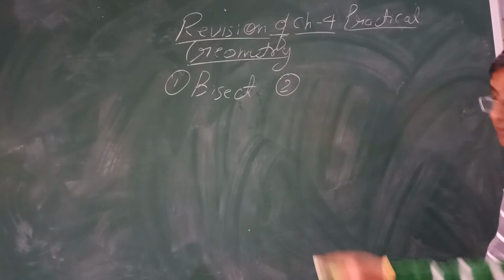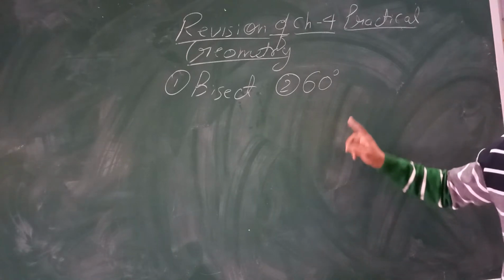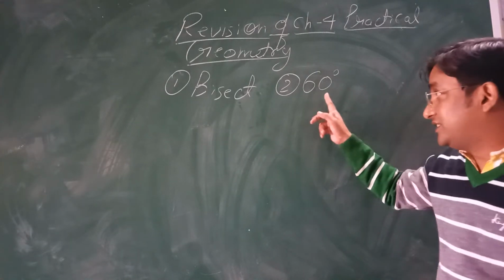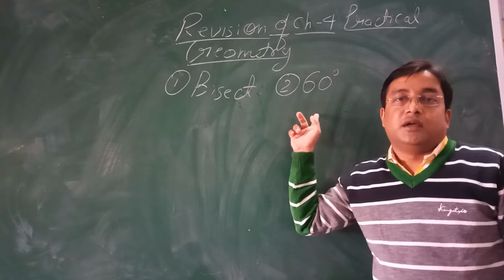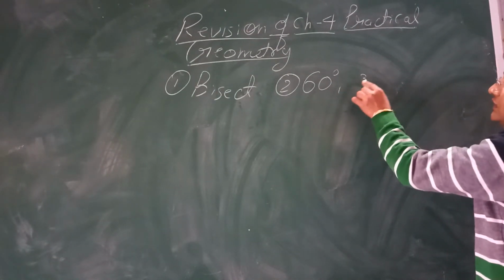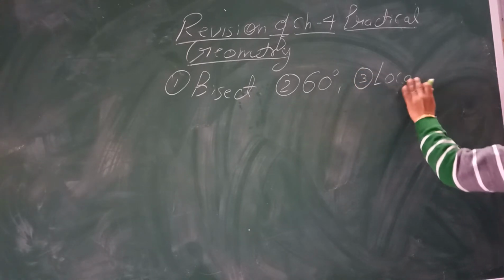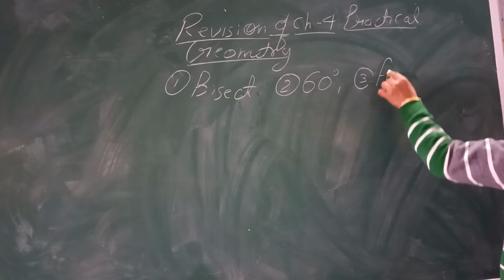Second thing, I'll just tell you to construct 60 degrees. I'll tell you how to make 60 degrees. Then third is, you can say finding points.